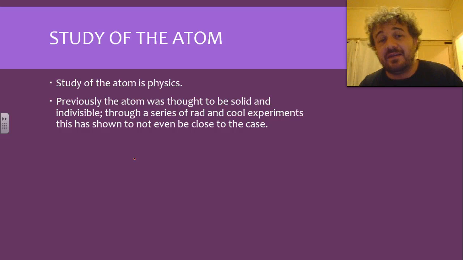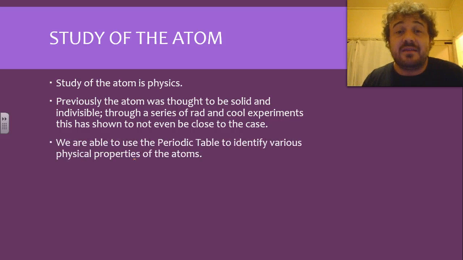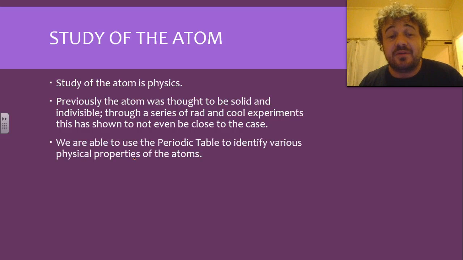smaller parts than that. Okay, so basically we're also able to use the periodic table to identify different properties of it. Now, by the end of this lesson, you should be able to both explain the model of it and use the periodic table to work out a couple of things.